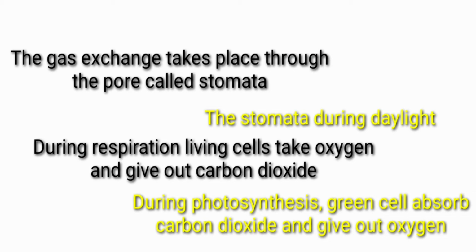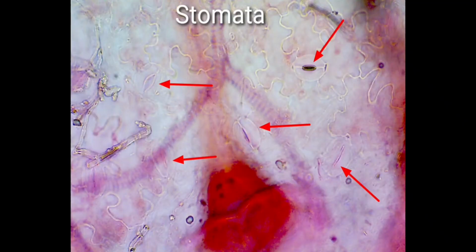In the process of respiration, all living cells consume oxygen and give out carbon dioxide. In the case of photosynthesis, the green cells absorb carbon dioxide and give out oxygen. This process takes place through the stomata, and this is the structure of the stomata present in the leaf.